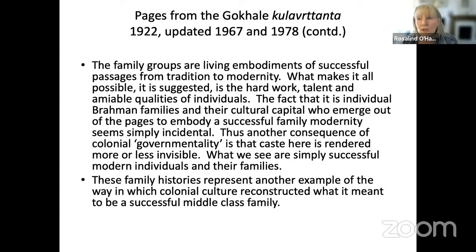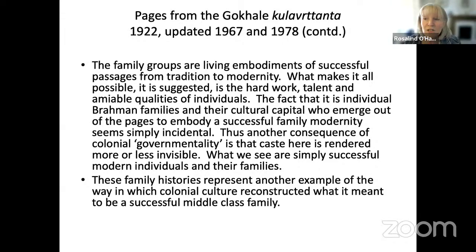And what makes it all possible, the suggestion is, is the hard work, the talent, the striving, and the amiable qualities of all these family members. And the impression that we get here, and this is where I think these are distinctively colonial, is that caste here seems simply to disappear. We are very aware that these are Brahmin families, they have tremendous cultural capital, but in the pages of these descriptions of success, these are economic agents, professional agents. These are responsible citizens whose striving has made all of this success possible. Caste is nowhere particularly to be seen.